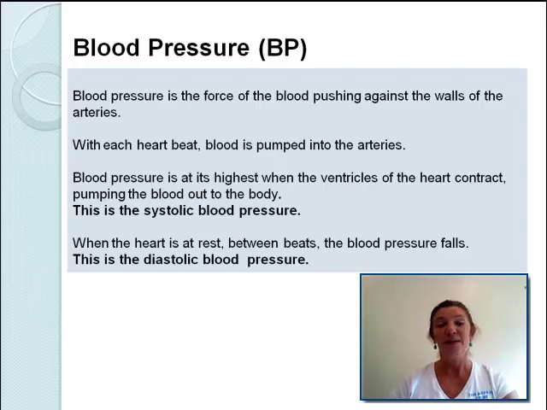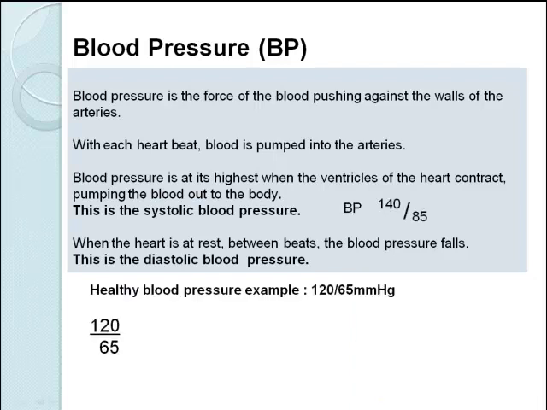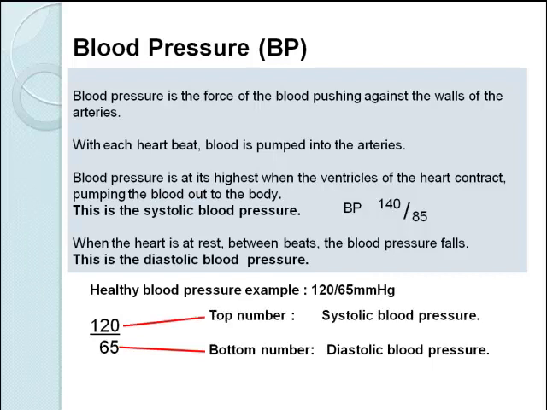With each heartbeat, blood is pumped into the arteries. Blood pressure is at its highest when the ventricles of the heart contract, pumping the blood out to the body, and this is the systolic blood pressure. When the heart is at rest, between beats, the blood pressure falls. So this is when the weak atria actually contract, pushing the blood into the ventricles. And this is the diastolic blood pressure. A classic healthy example of a blood pressure would be 120/65. The bottom number is the diastolic blood pressure, and the top number is the systolic blood pressure.